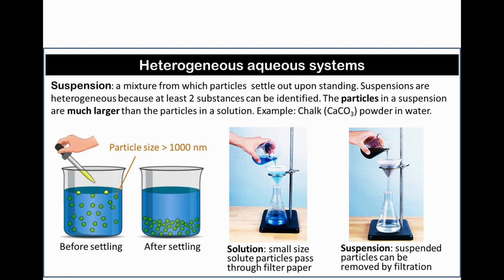The particles in a suspension are much larger than the particles in a solution. Usually the particle diameter is larger than 1000 nanometers. Consequently, the suspended particles can be removed by filtration, because they cannot pass through the filter paper. In contrast, the small solute particles in a solution will pass through the filter paper.